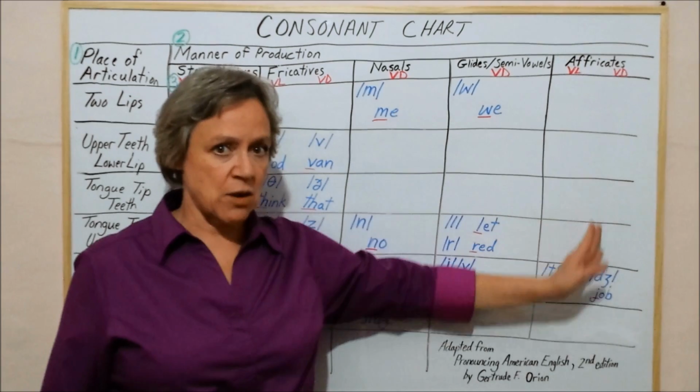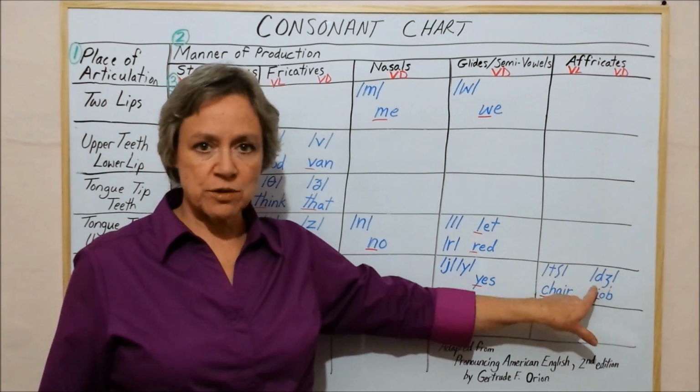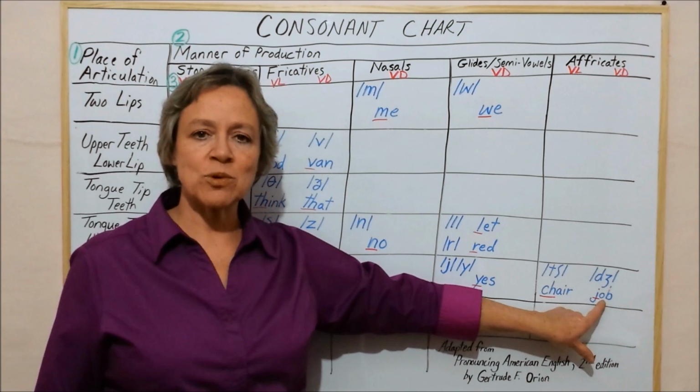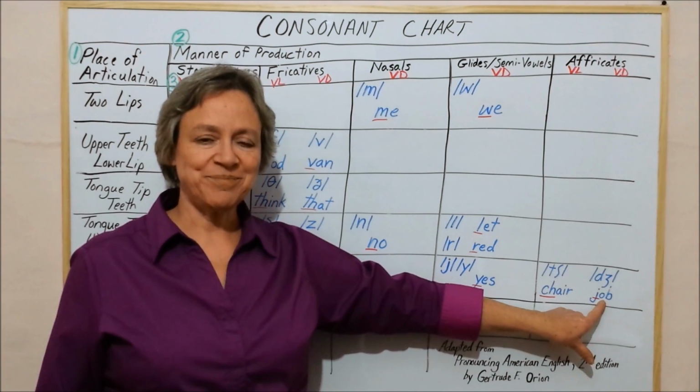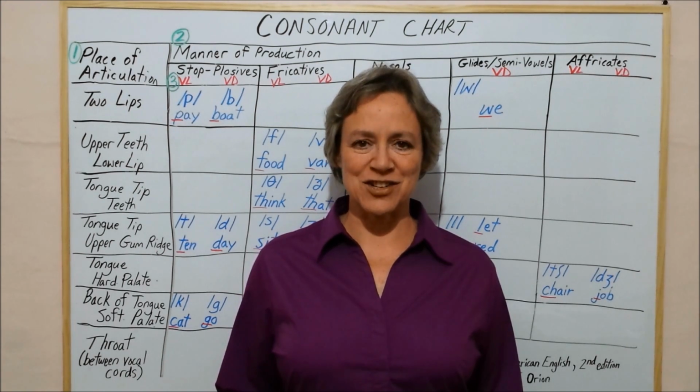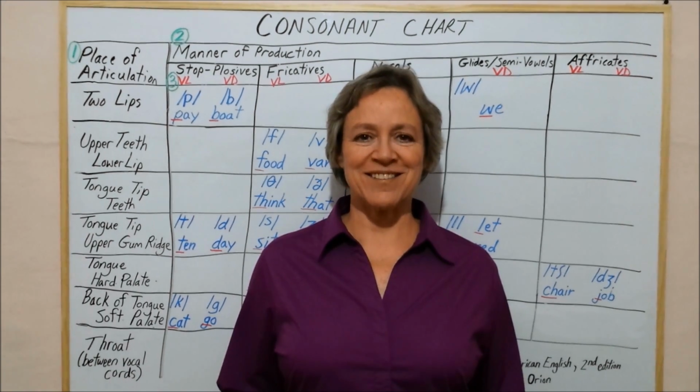This is a voiced sound. It's made of two other voiced sounds that we just saw. So this is the sound in the word job. This has been an overview of the consonant sounds in English. I hope you've enjoyed it.